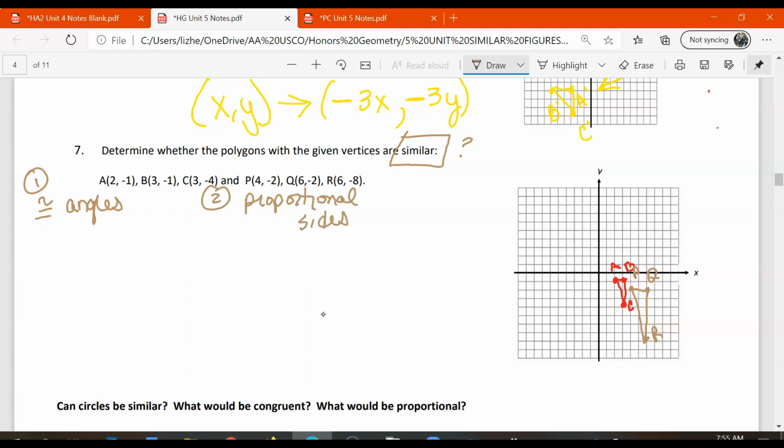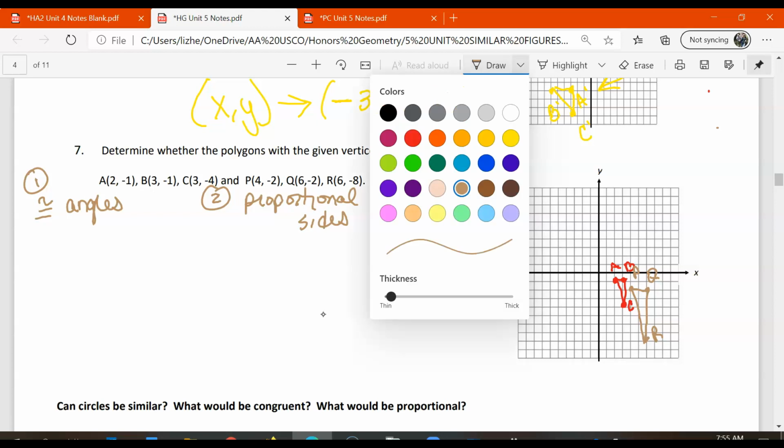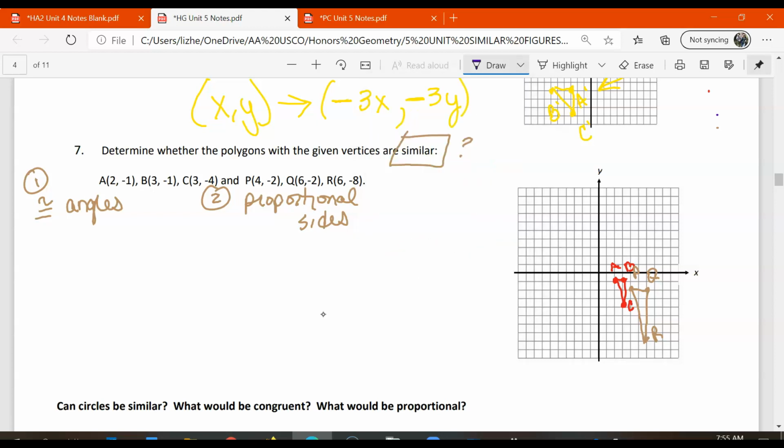Okay. So the congruent angles, if you look at these, I'm just going to reason this out with you a little bit. This angle right here is vertical, horizontal, vertical, horizontal. So angle B is congruent to angle Q because those are both 90 degrees. Okay?